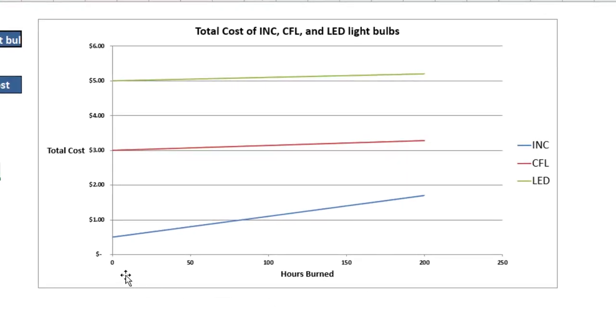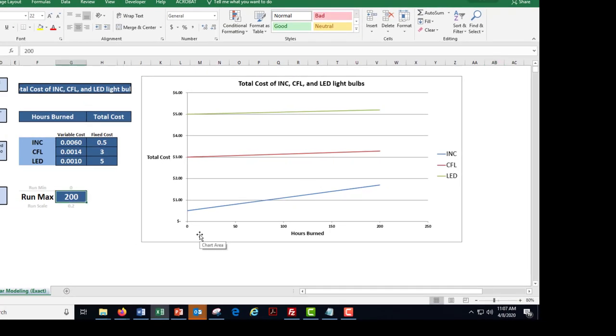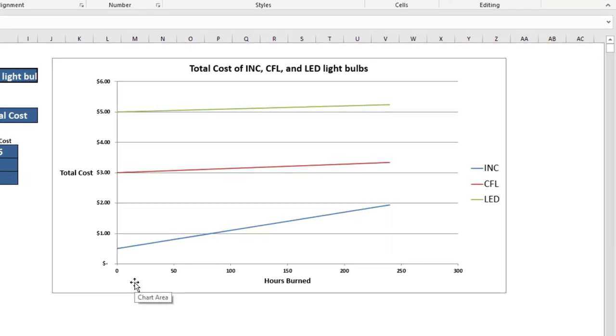So if you're only going to burn a bulb for 200 hours before you're done using that bulb, then there's absolutely no reason to purchase an LED or a CFL, because an incandescent is cheaper overall. But 200 hours might not be a long enough time to consider. Actually, let's make it a little bit easier. Let's make it 240 hours. That would be 10 days running the bulbs around the clock.